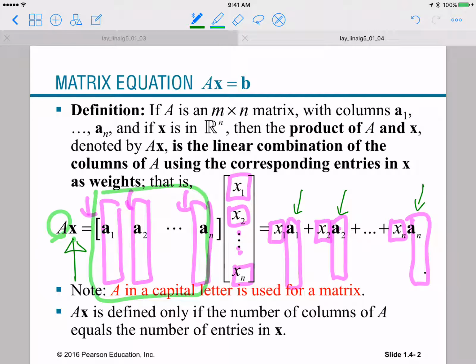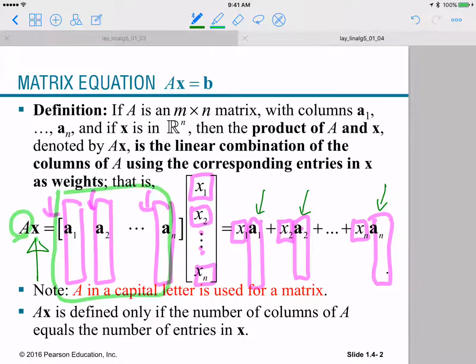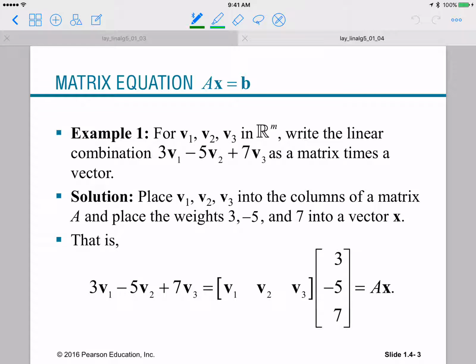Okay, this is the definition of this matrix equation. It is nothing but a simpler representation of our set of equations. Questions so far?